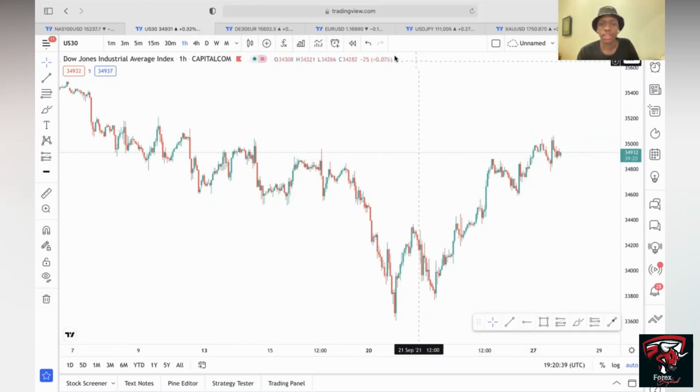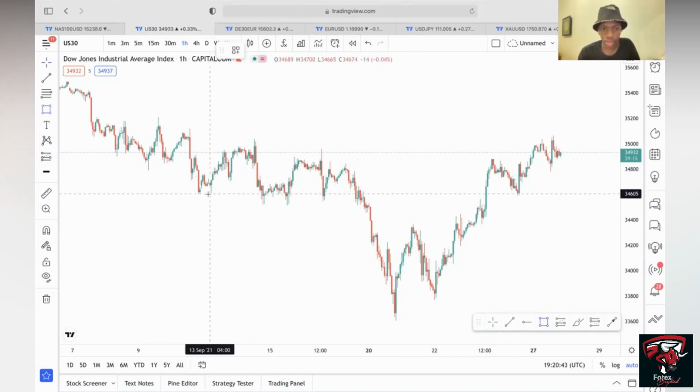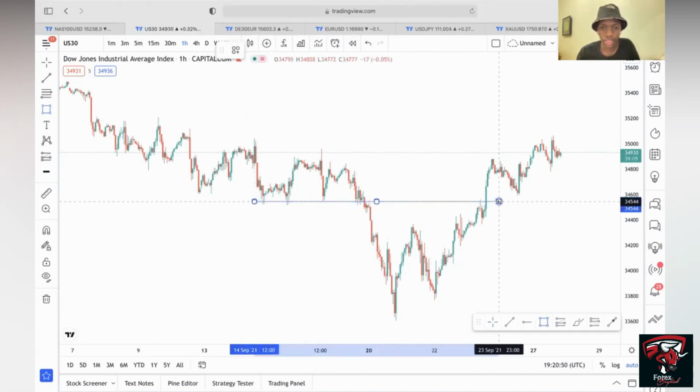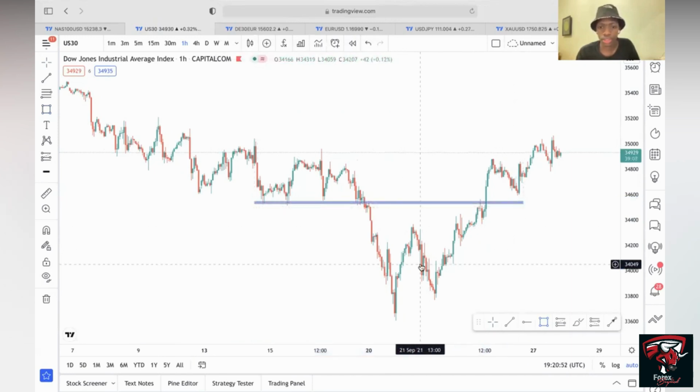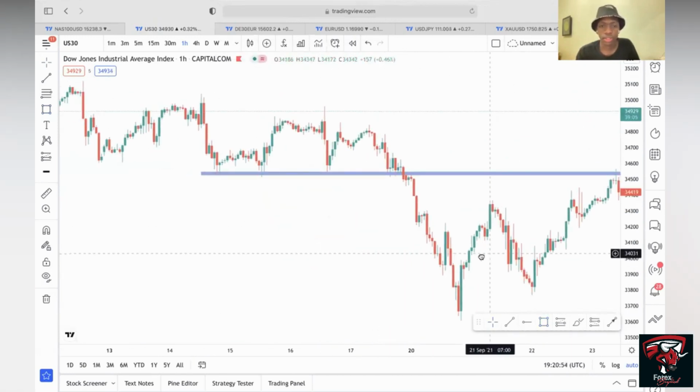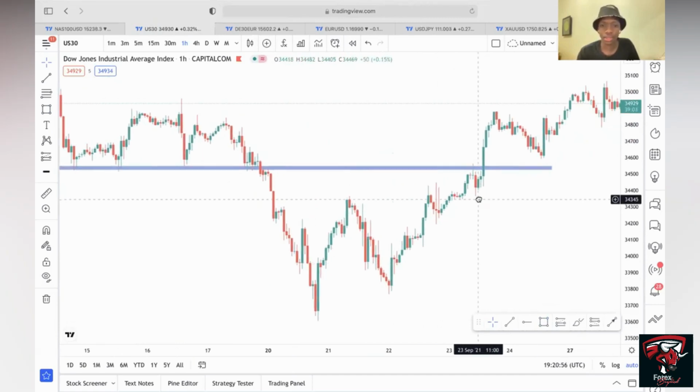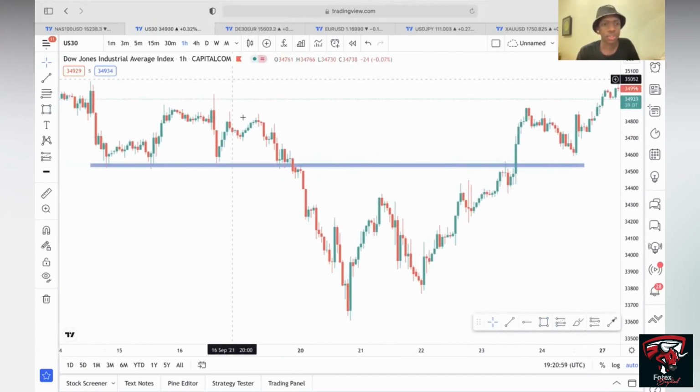I just want to quickly explain the US 30 trade that went against us. This one blew out of my account, but it's part of the game. The best traders know that losses are part of the game. They're literally inevitable. So this is my US 30 analysis.